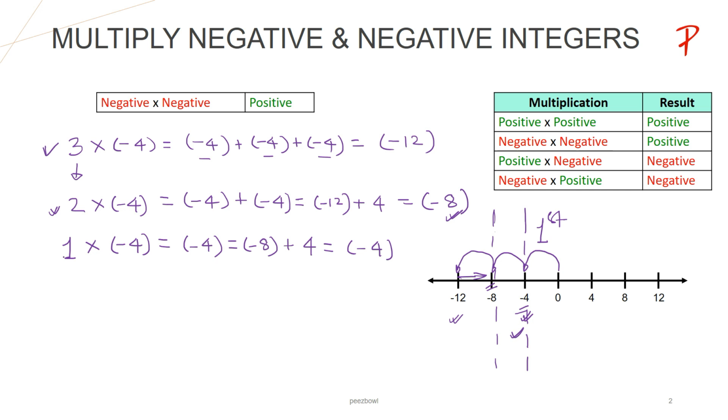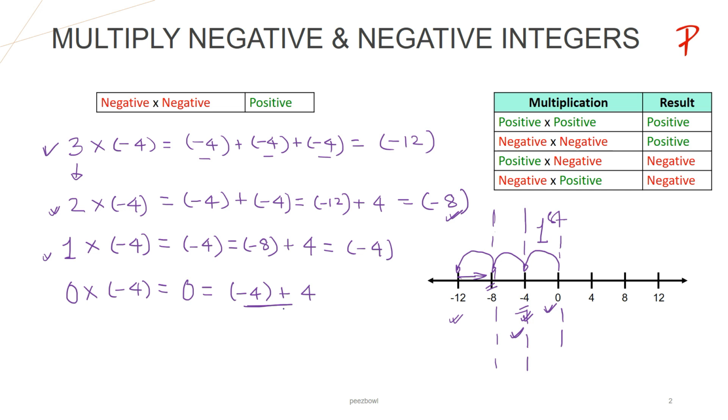Okay. Now I will reduce number of jumps even further. If I say 0 multiplied by minus 4, this time I have taken no jump. So where will we land? We will land at 0, because I have taken no jump here. So how did I reach 0? I reached 0 because I have added 4 to minus 4, right? And this is nothing but 0.